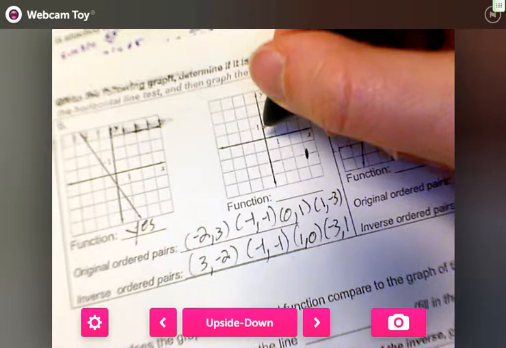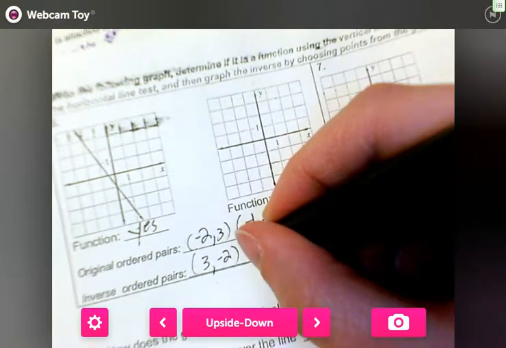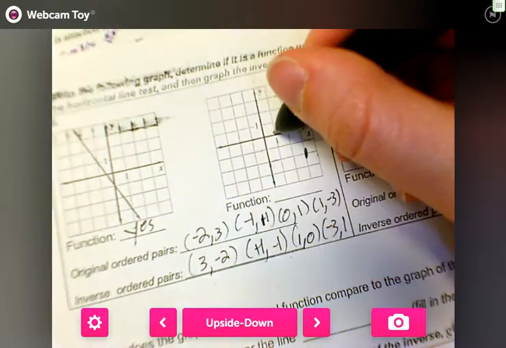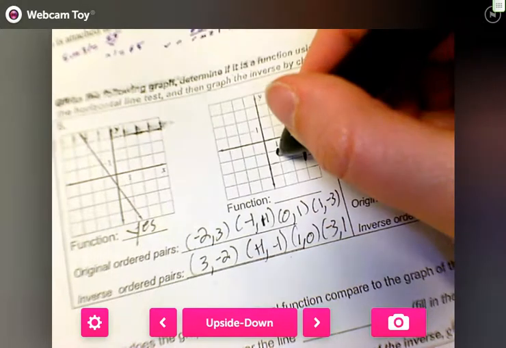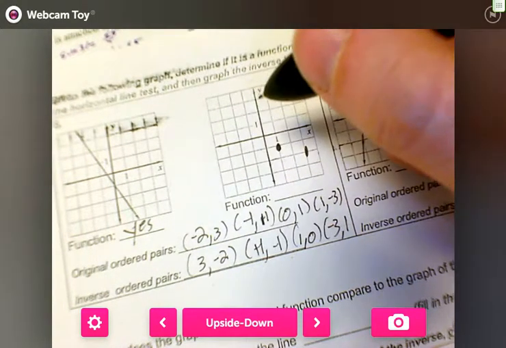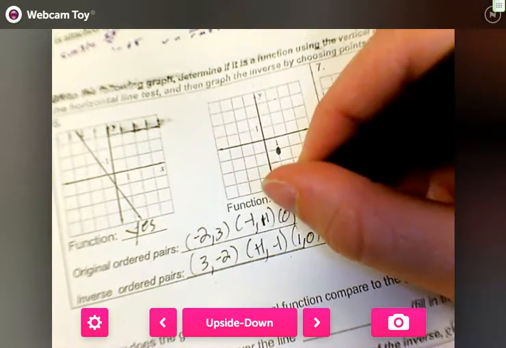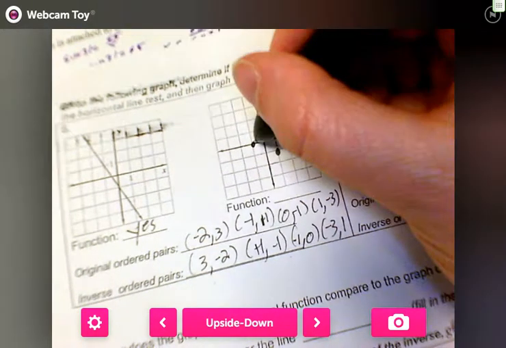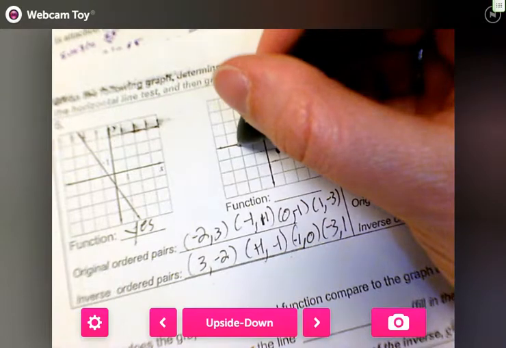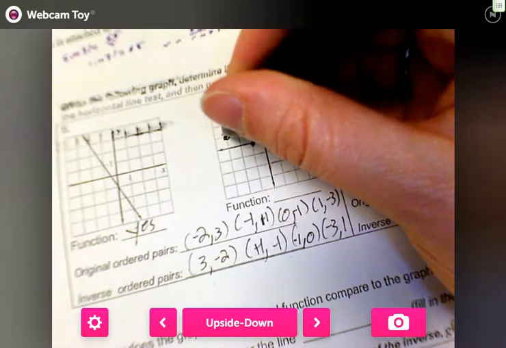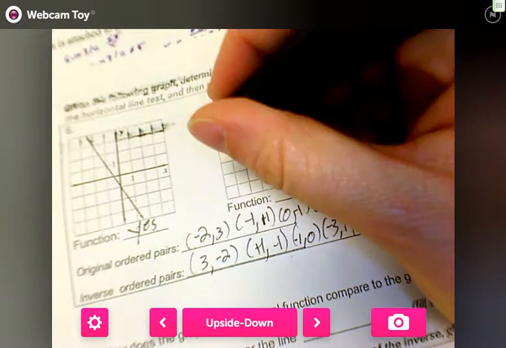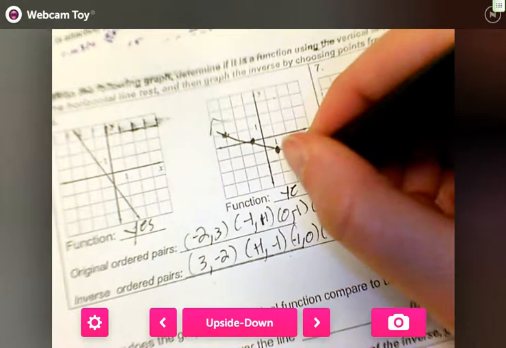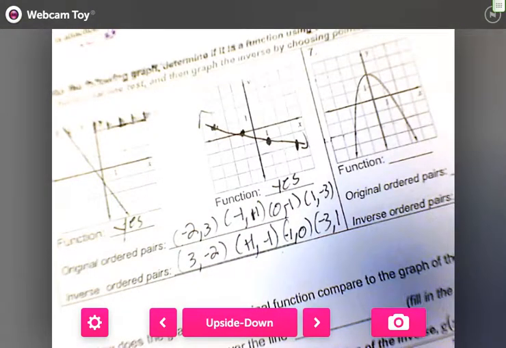Oh, sorry, this is 1, -1. We go over 1, down 1. This should be negative, I messed this up. -1, 0, and -3 should be 1. And yes, it is a function because it passes the vertical line test. We feeling okay about this? No? I'm getting there, but no.